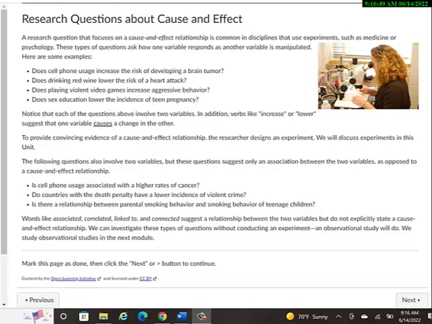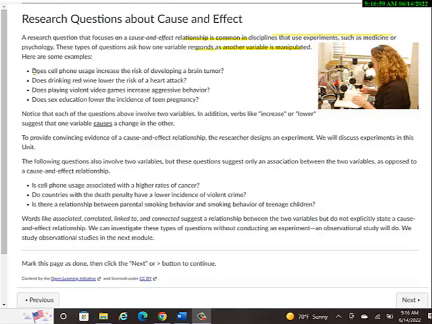On this page, we'll focus on research questions about cause and effect. A research question that focuses on a cause and effect relationship is common in disciplines that use experiments, such as medicine or psychology. These types of questions ask how one variable responds after another variable is manipulated.